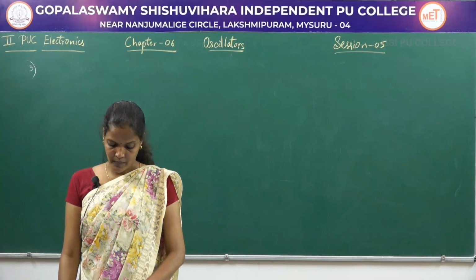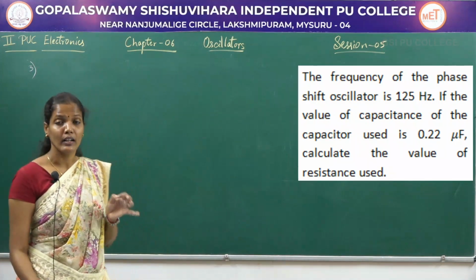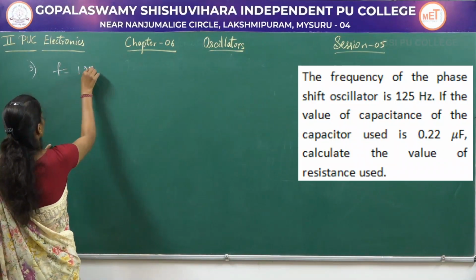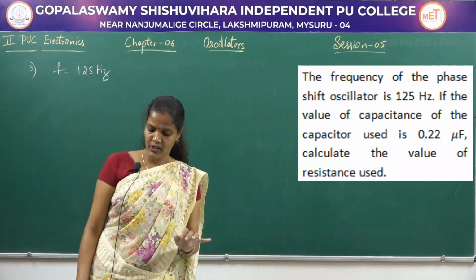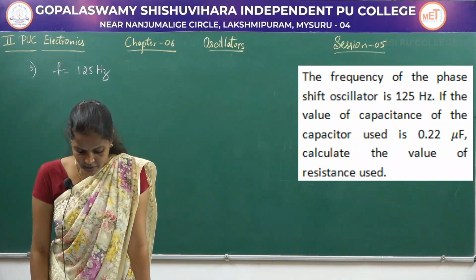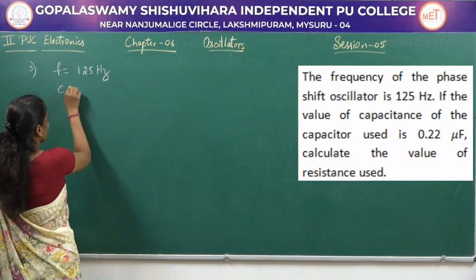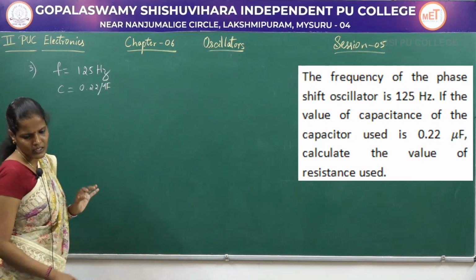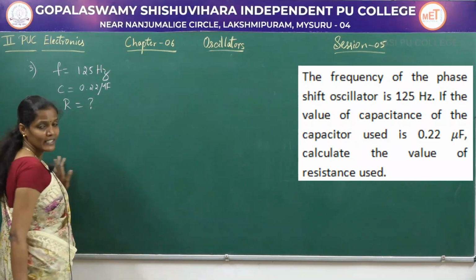The third problem is, the frequency of a phase shift oscillator is 125 Hertz. Hertz is the unit for frequency, and I have already mentioned that the frequency is equal to 125 Hertz. If the value of the capacitance of the capacitor used is 0.22 microfarad, calculate the value of resistance used. You have to calculate the resistance used.